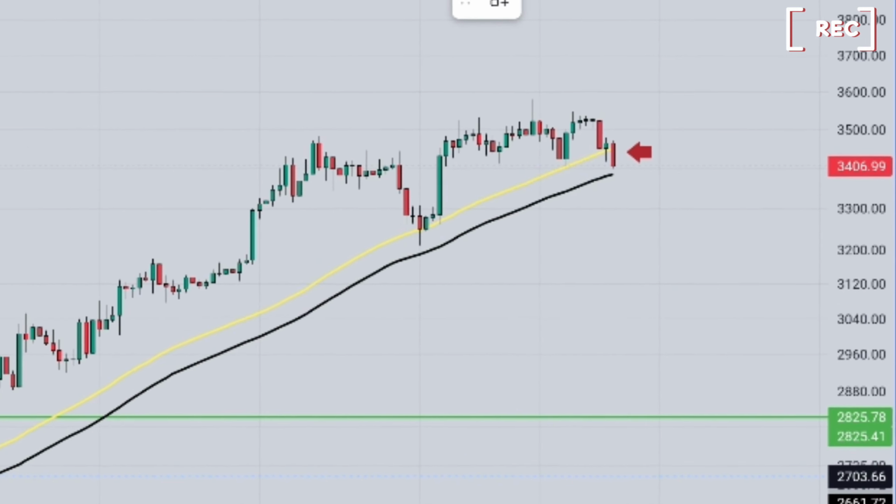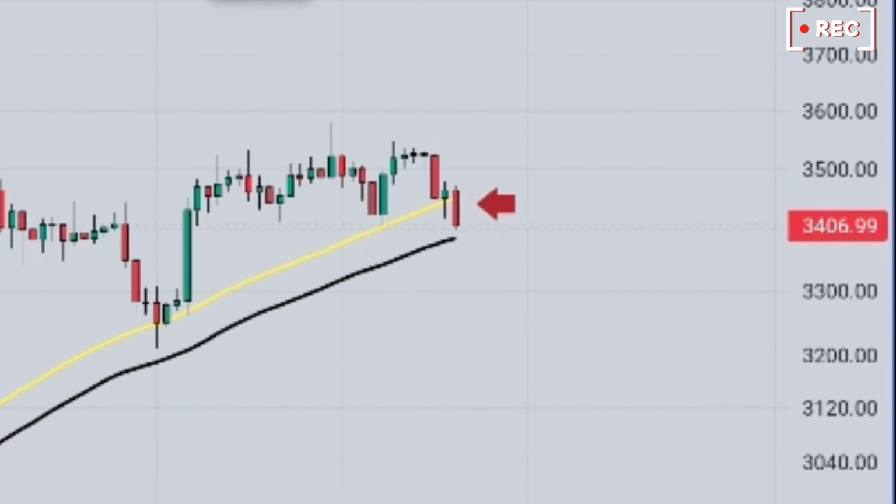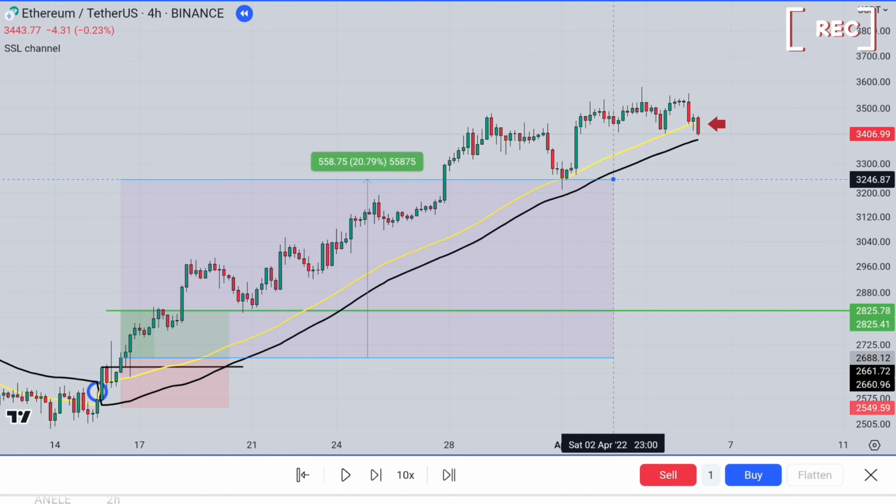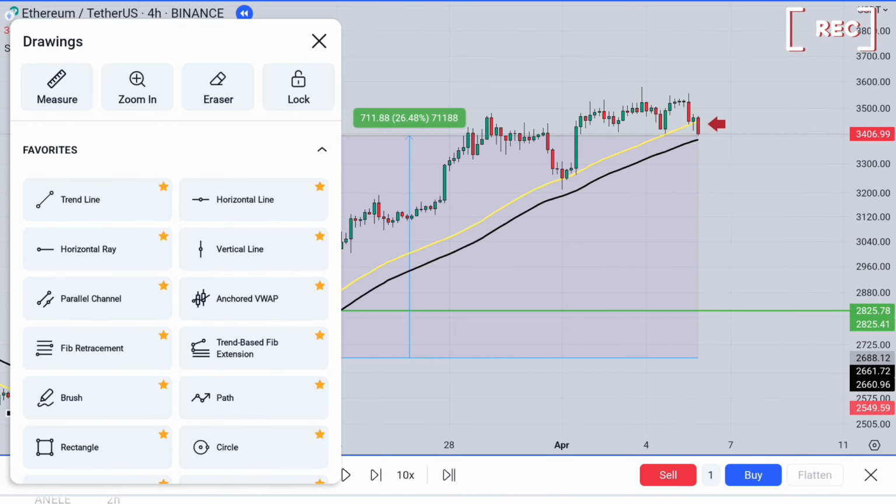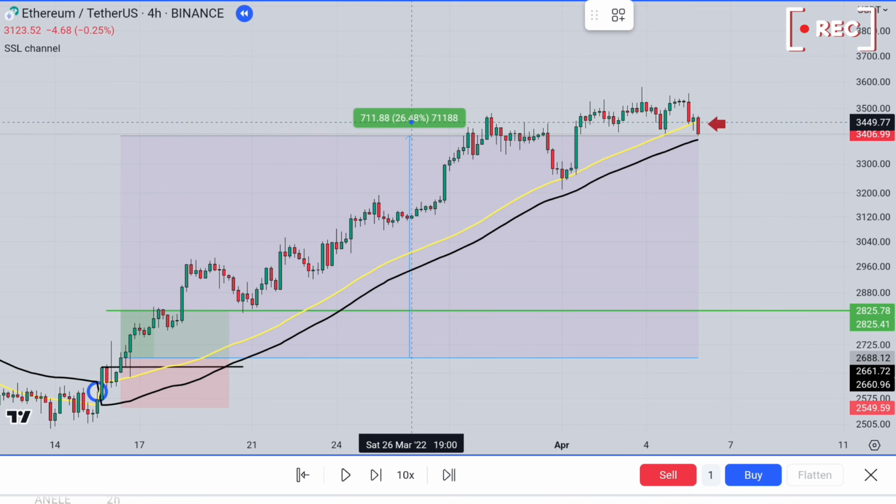And a red candlestick has closed between the SSL Channel lines. Here, we are closing the entire trade because there is a possibility of the trend reversing.